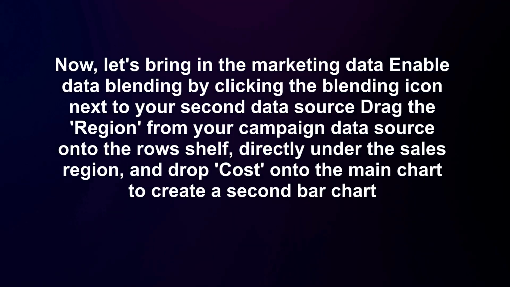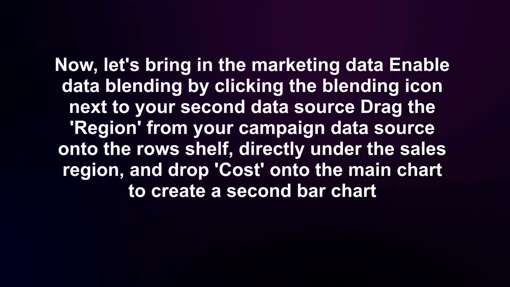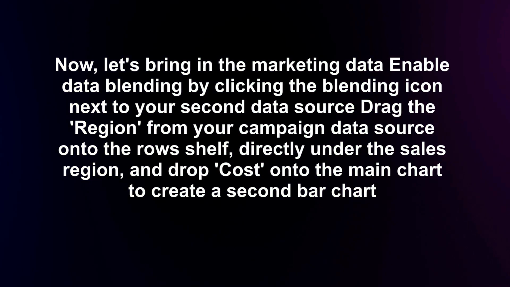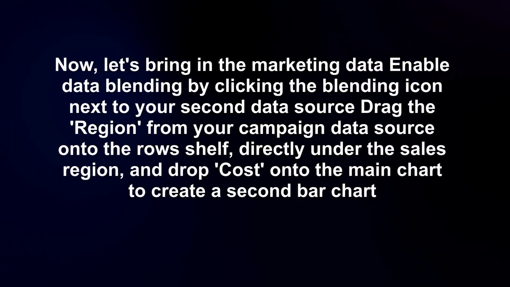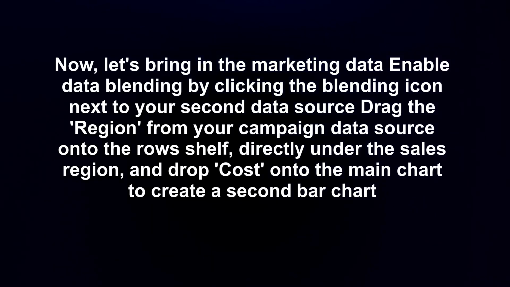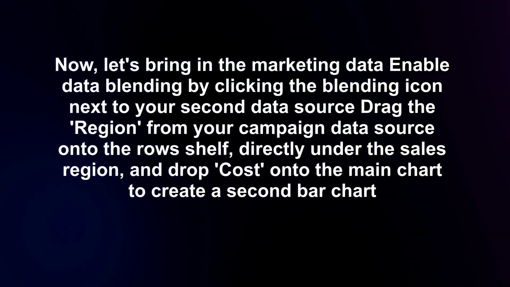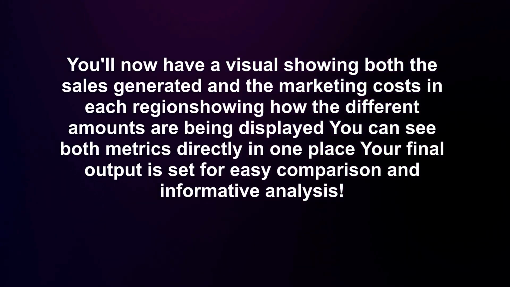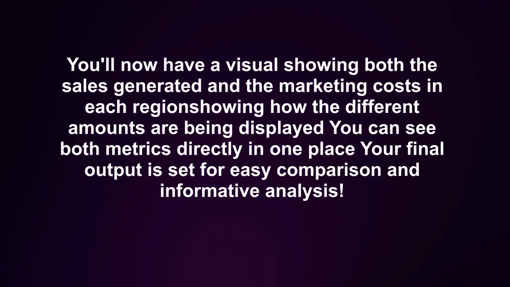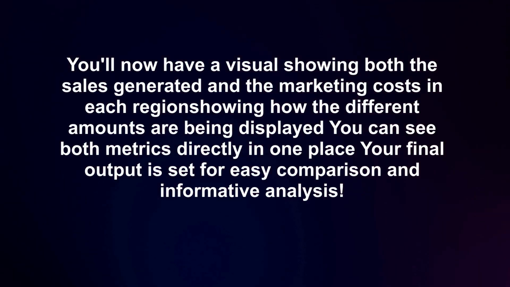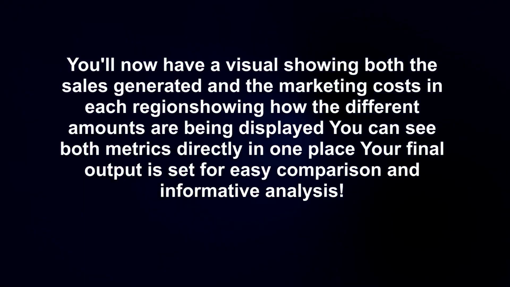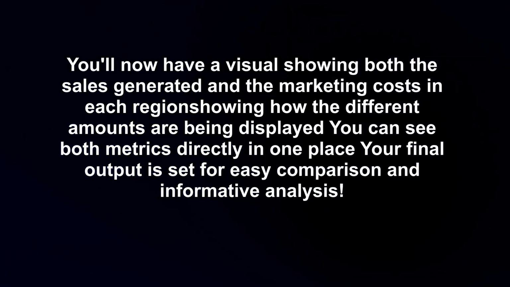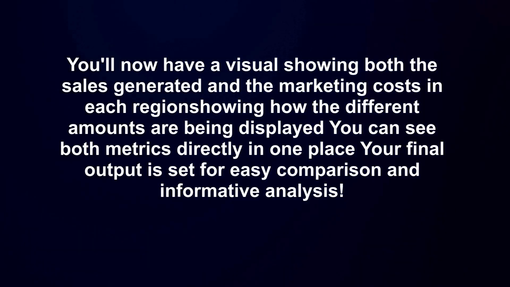Now, let's bring in the marketing data. Enable data blending by clicking the blending icon next to your second data source. Drag the region from your campaign data source onto the row shelf, directly under the sales region, and drop cost onto the main chart to create a second bar chart. You'll now have a visual showing both the sales generated and the marketing costs in each region, showing how the different amounts are being displayed. You can see both metrics directly in one place. Your final output is set for easy comparison and informative analysis.